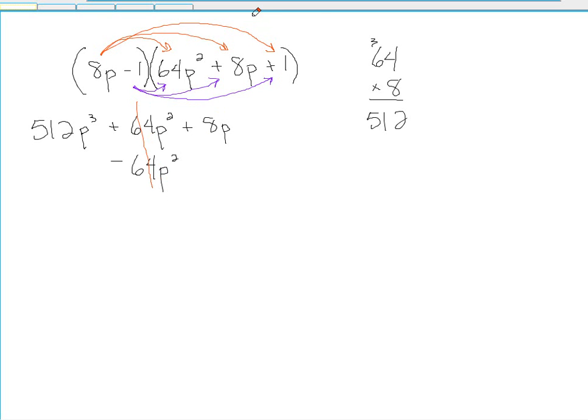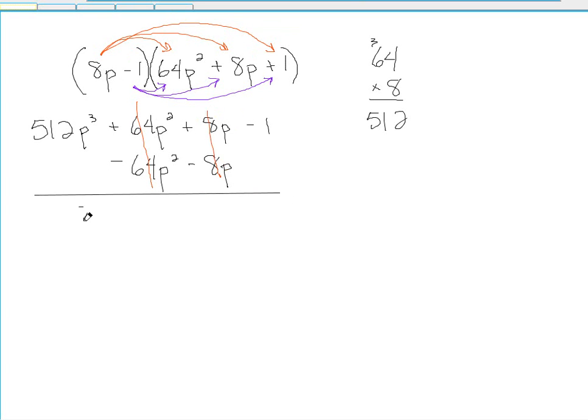They're opposites, okay? For the next one, you got negative 1 times 8p. That's a negative 8p. Look what's going to happen to the term 8p. That's going to cancel out. Positive and negative 8p, they cancel each other out. Finally, you got negative 1 times a positive 1. That's a negative 1. And then we just combine whatever terms remain, which are only the first and last term.